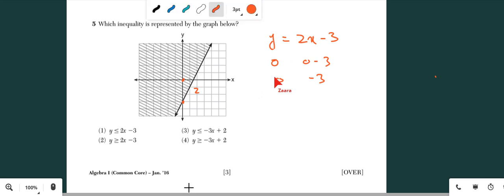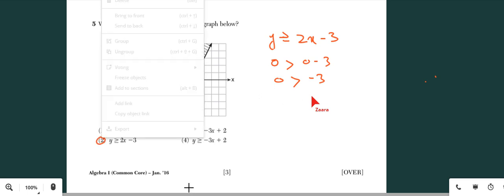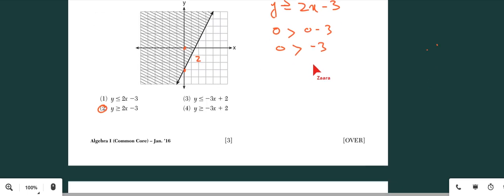Now we have to make a condition for which the inequality remains true, because it's been shaded towards the test point, right? So to make it true, I will get this symbol. Are you getting the point? Because we have to make it true. So y is greater than or equal to 2x minus 3. So option 2 is correct. Is it clear?